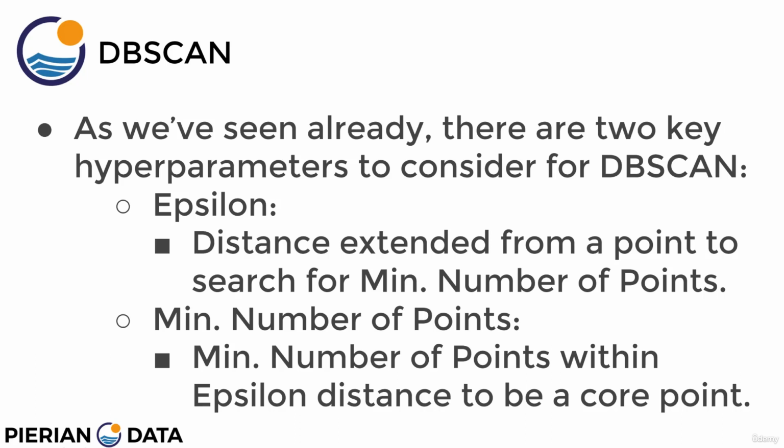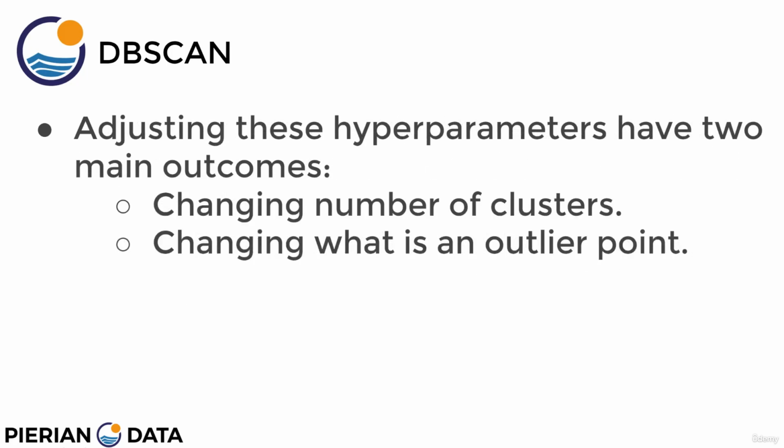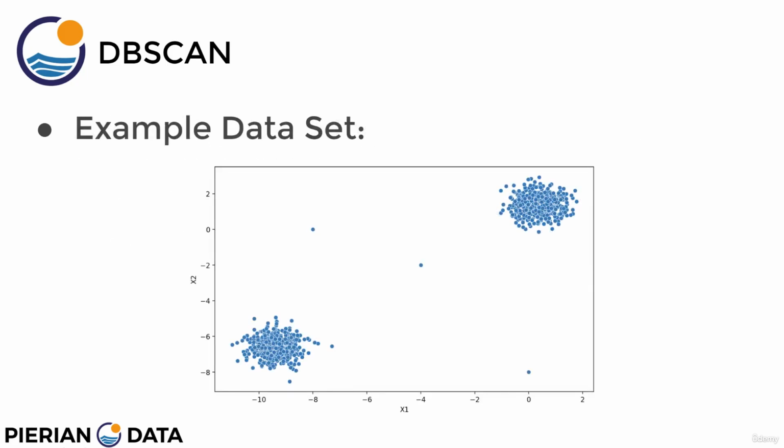And you can review our theory and intuition lecture on the different types of points, such as core point, border point, and outlier. Now, adjusting these two particular hyperparameters that clearly have a relationship between each other usually results in two main outcomes, which is going to be the changing of the number of clusters discovered and also changing what is an outlier point. For example, here we can see an example dataset with two distinct blobs, but we also have in between them three clear outliers to the human eye.